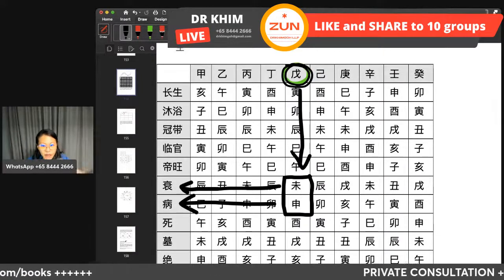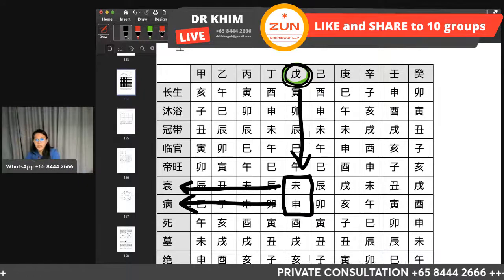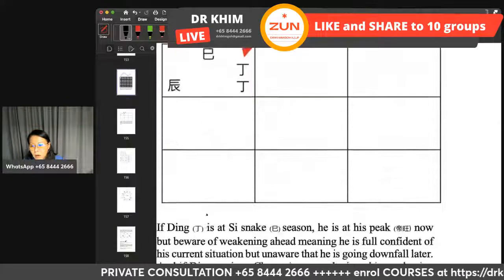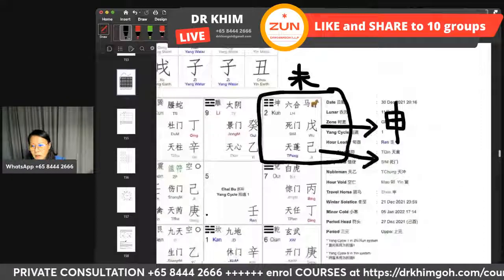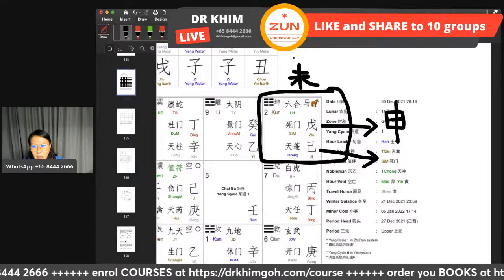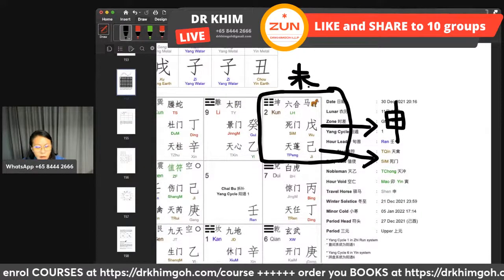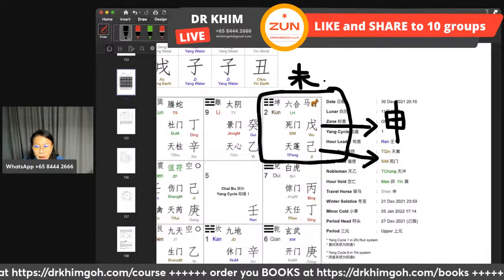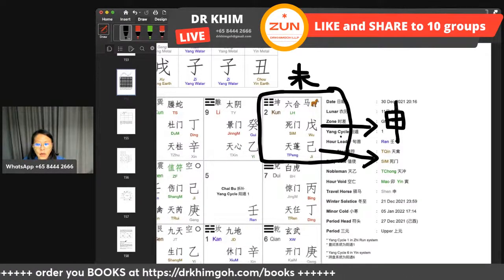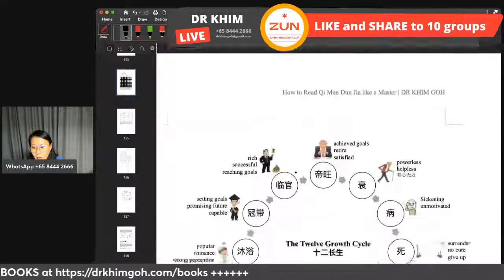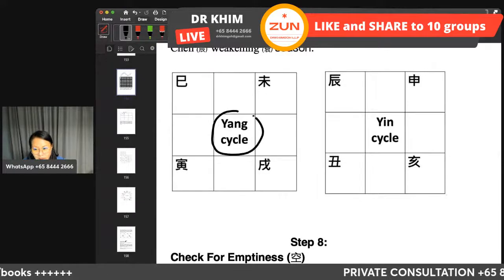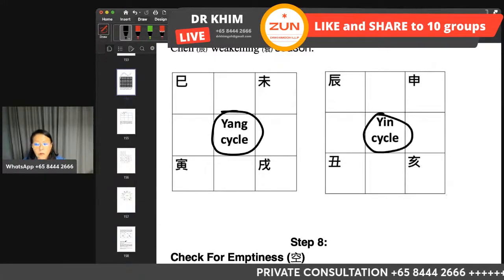Now you understand why I circle the four corners? Teacher, you circle the four corners. Yeah, I circle the four corners. Right? Because the money sits here. So, should the 12 growth be under the goat palace or under the monkey palace? How do you know? Very simple. Scroll down. Look whether it is yang cycle or yin cycle.